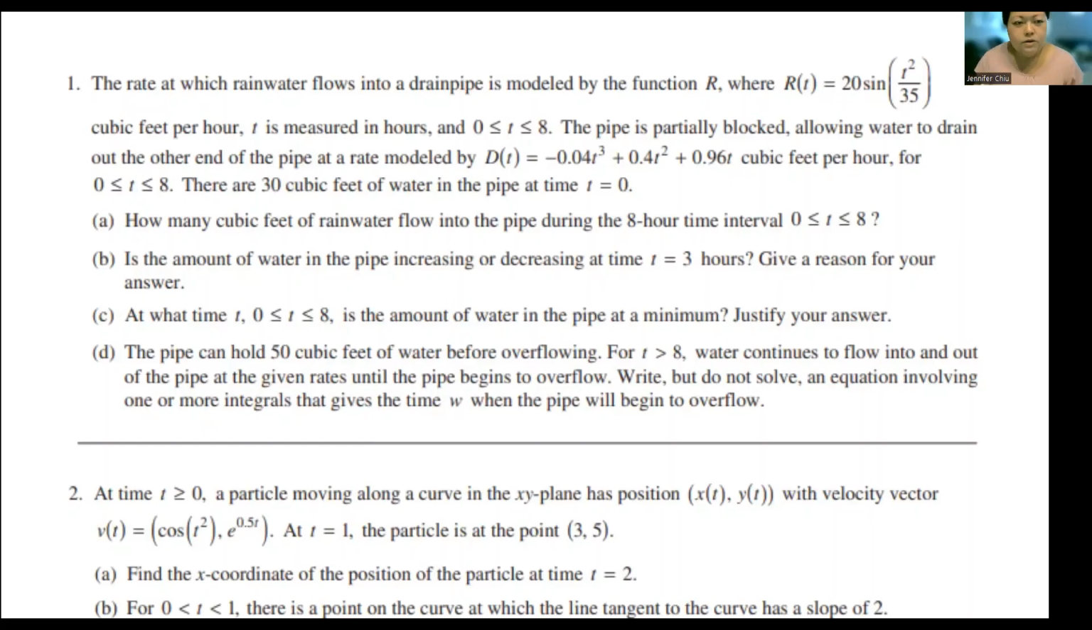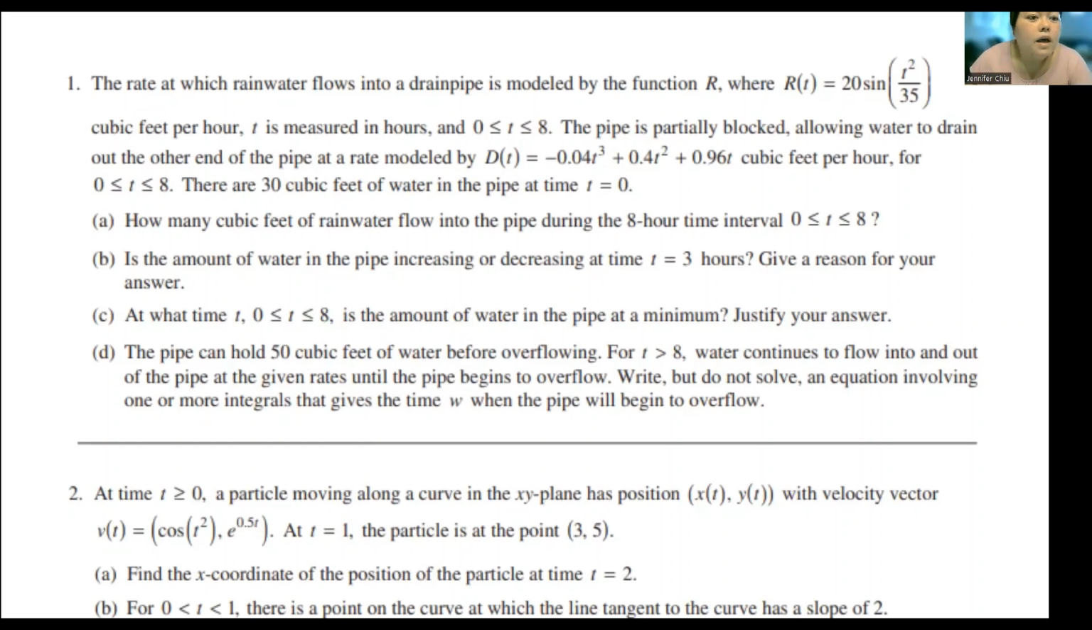All right, this is FRQ set 7, numbers 1 and 2. So we start with number 1. The rate at which rainwater flows into the drain pipe is modeled by this function, R of t cubic feet per hour. t is measured in hours between 0 and 8 hours. The pipe is partially blocked, allowing water to drain out the other end of the pipe at a rate modeled by D of t. So R of t is coming in, D of t is going out.